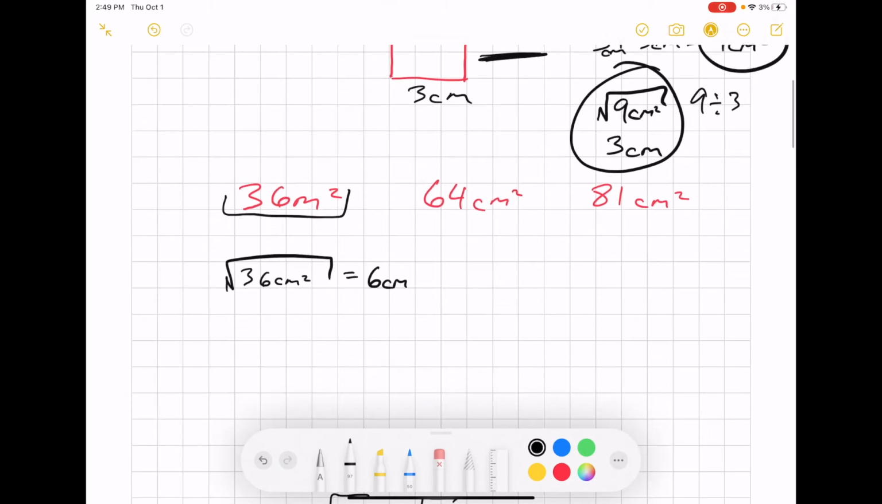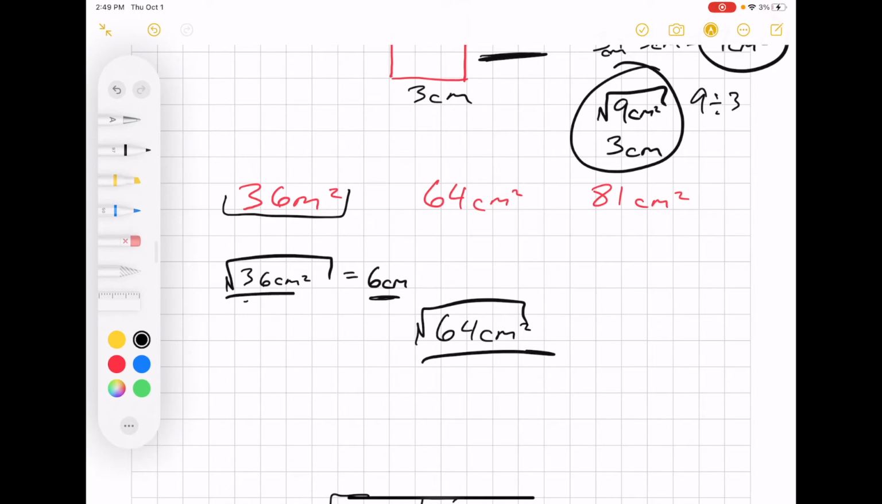So I know that the square root of 36 is 6 centimeters. Now, if I was going to try for 64 and I'm going to take the square root of that number, I know it has to be bigger than 6, because 64 is bigger than 36. I also know from the previous video that it's not going to be an odd number, so I'm not even going to bother trying 7. And then I know 8 times 8 equals 64. So it would be 8 centimeters.